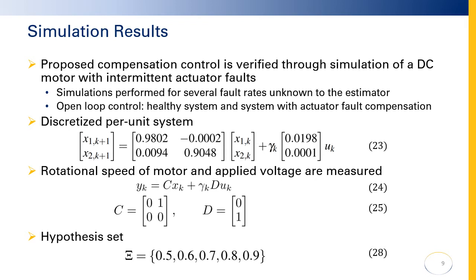5 filters are used in the MME algorithm, each designed around one of 5 hypothesis values given in 28. This hypothesis set uniformly discretizes the region between 0.5 and 0.9, but other hypothesis sets may be selected or refined during operation as needed. Success rates both within and outside the hypothesis set are simulated to verify the performance of the proposed control more effectively.